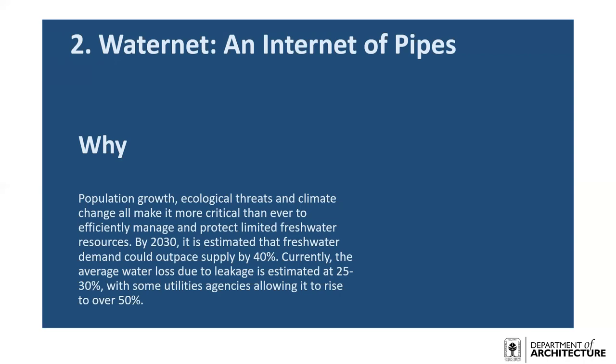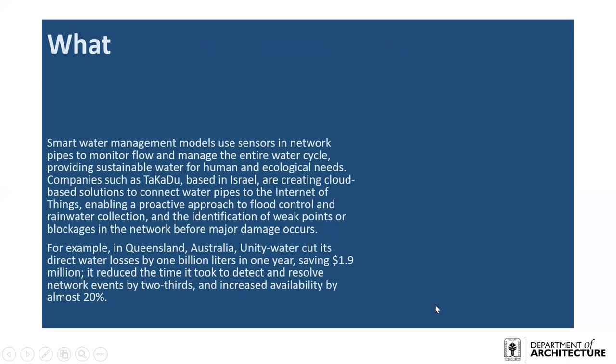Currently, the average water loss due to leaks is estimated at 25% up to 30%, with some utility agencies allowing it to rise to over 50%. Smart water management models use sensors in network pipes to monitor flow and manage the entire water cycle, providing sustainable water for human and ecological needs.